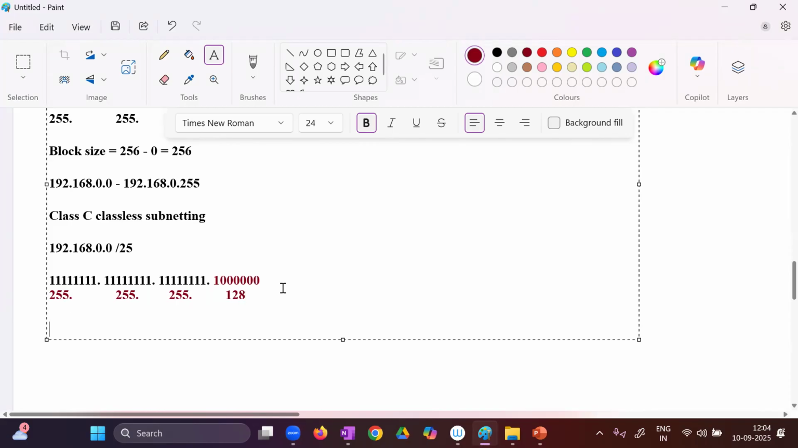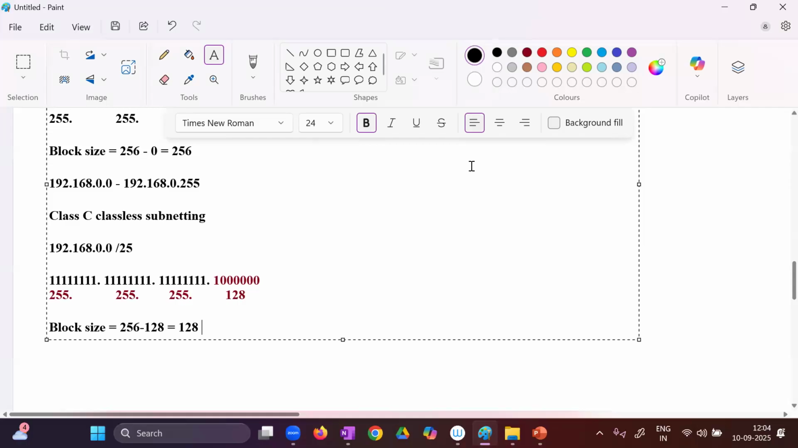Next, you will calculate the block size. Block size is equal to 256 minus 128. That value will be what? 128. Understanding now? Total is what? 256. What you did last is 128. You subtract that. So you get that each network will now be of 128.